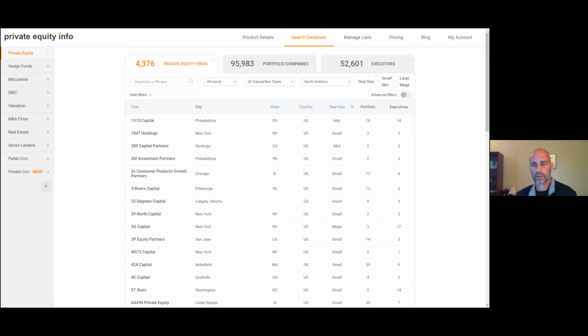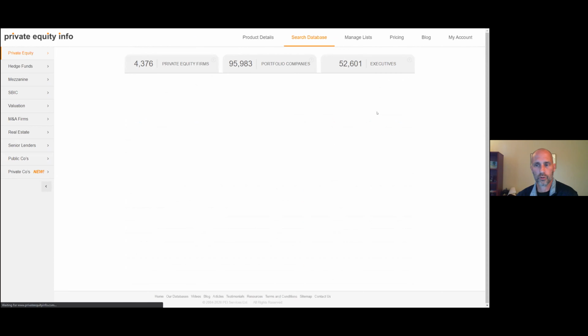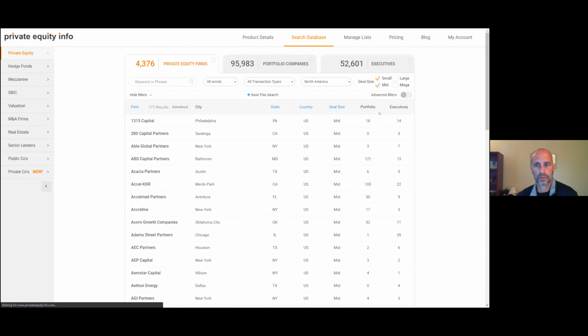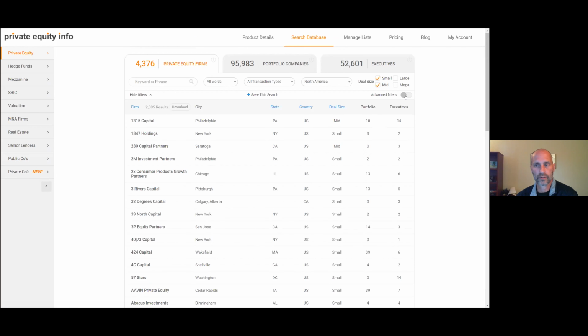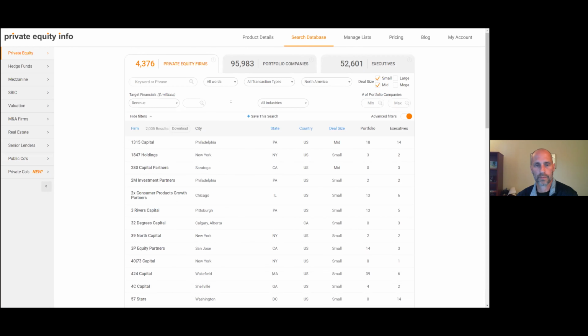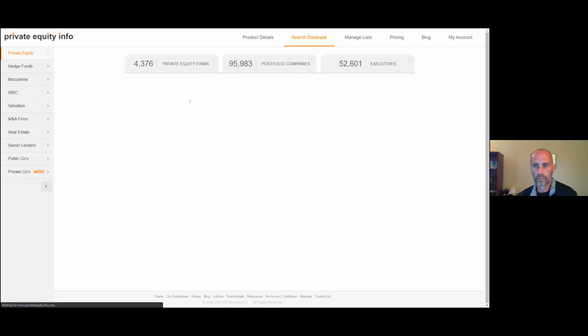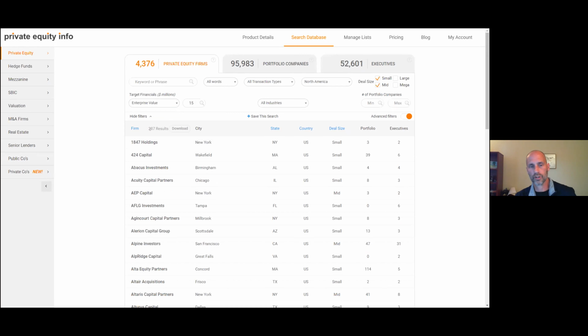So that's the orientation. You can filter by those firms that do mid-sized deals or small deals. And in fact, there's an advanced filter here that will allow you to filter by revenue, EBITDA, or enterprise value. So maybe you say, well, who does deals with enterprise value as low as like 15 million? And we're at 287 firms. Okay.